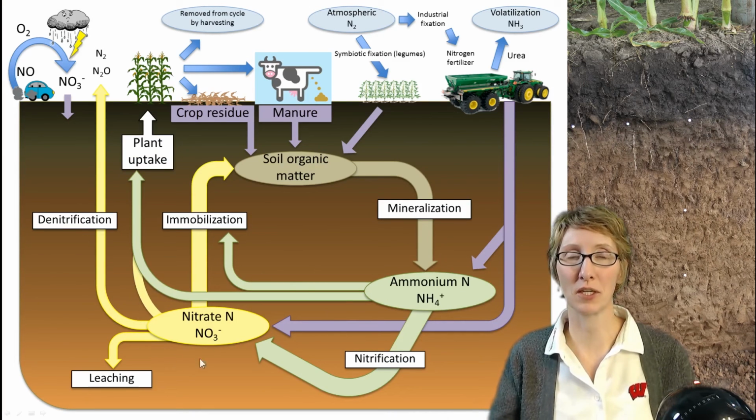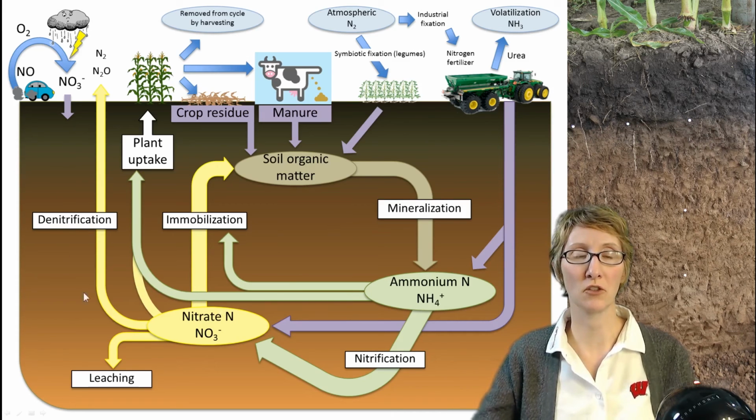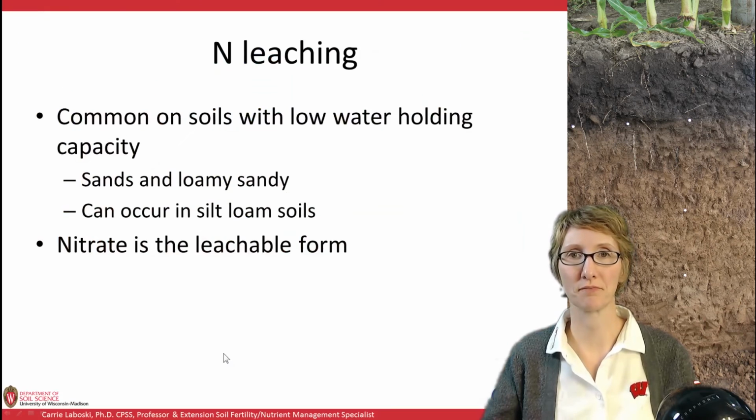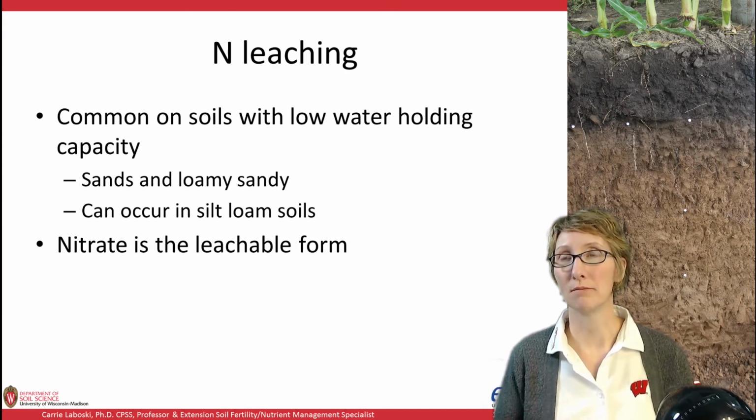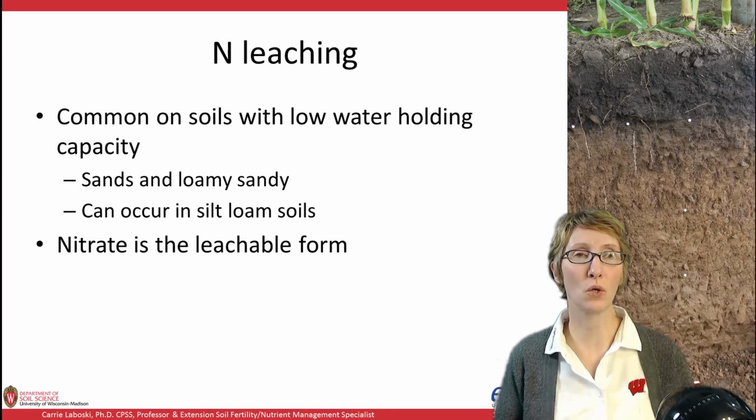And so that brings us back to our nitrogen cycle. We just talked about denitrification. The next part we're going to talk about is the leaching losses. Now we typically think of leaching of nitrogen occurring on sandy, low organic matter soils with low water holding capacity.